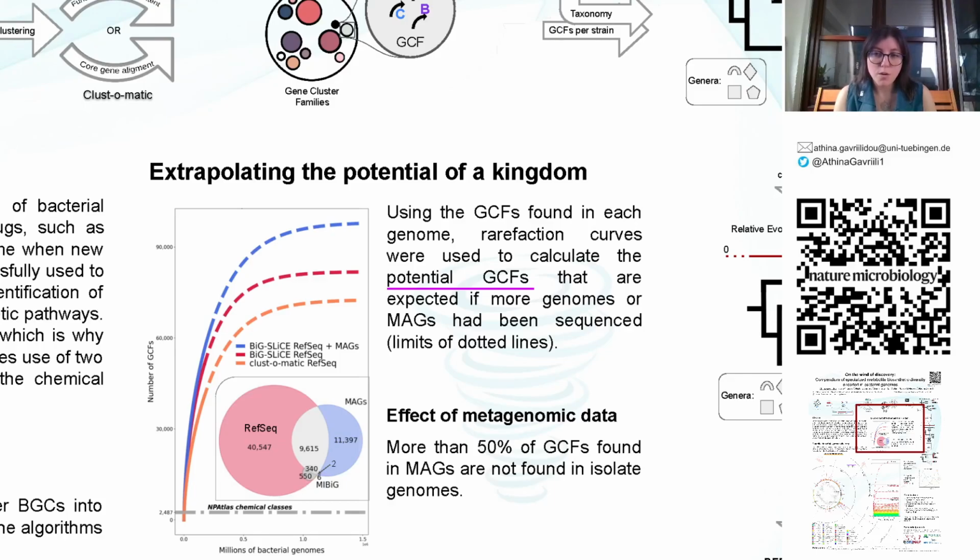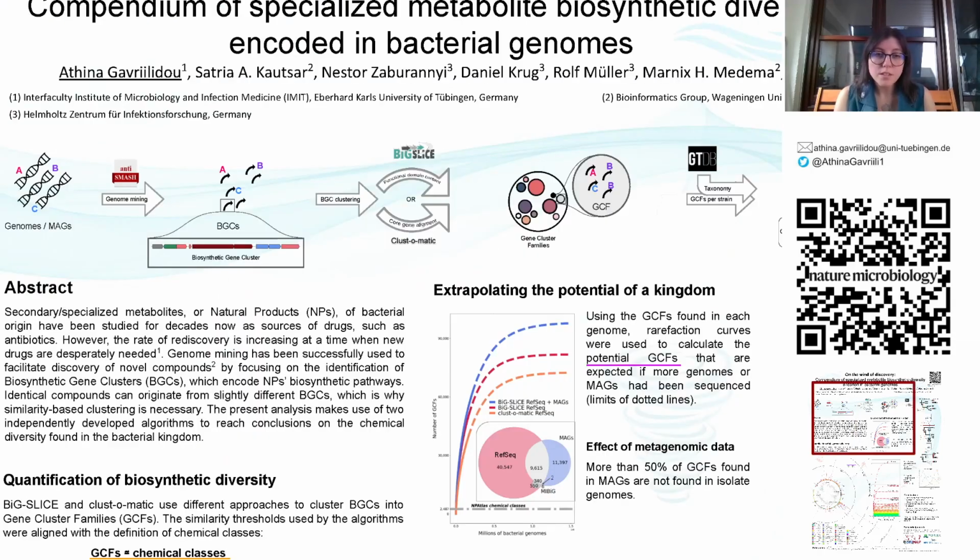At this point, we were able to use the number of GCFs per genome, or MAG, to draw rarefaction curves, which allow us to estimate the growth of GCFs compared to the increase in sequencing data. Notice the dotted lines in the graph. The potential gene cluster families, the limits of said curves, indicate that there is a lot more to discover in the bacterial kingdom. We answered the first big question, so now to the second one.